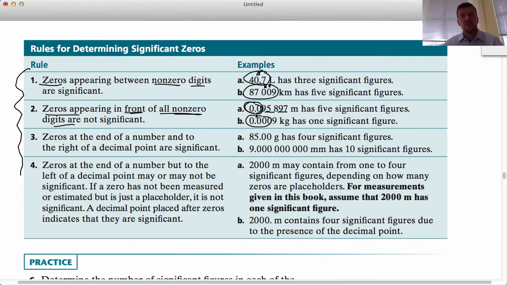So those zeros that are simply there to take up space are not considered significant. This number has only 5 significant digits. This one has only 1.